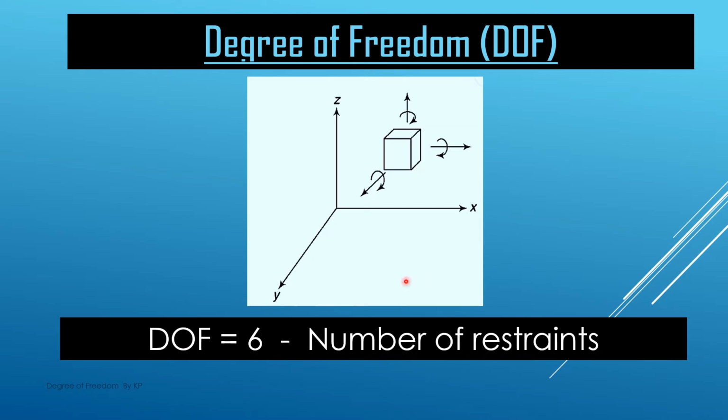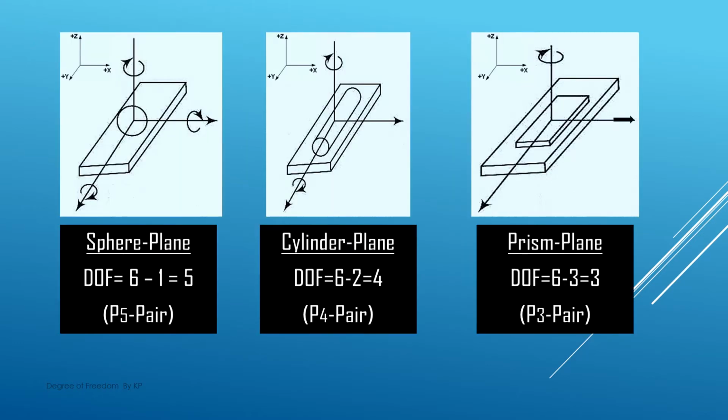So we take some examples with the help of which we try to explain how to count the number of restraints and how to find out the degree of freedom of a kinematic pair. Here we see the different combinations of kinematic linkage, and see how to find out the degree of freedom and how to count the number of restraints. So the first combination is a sphere-plane combination.